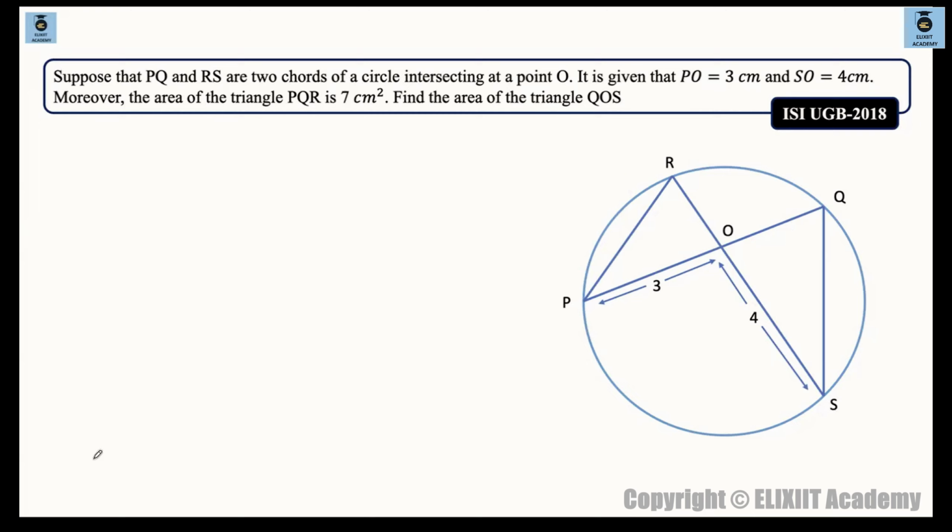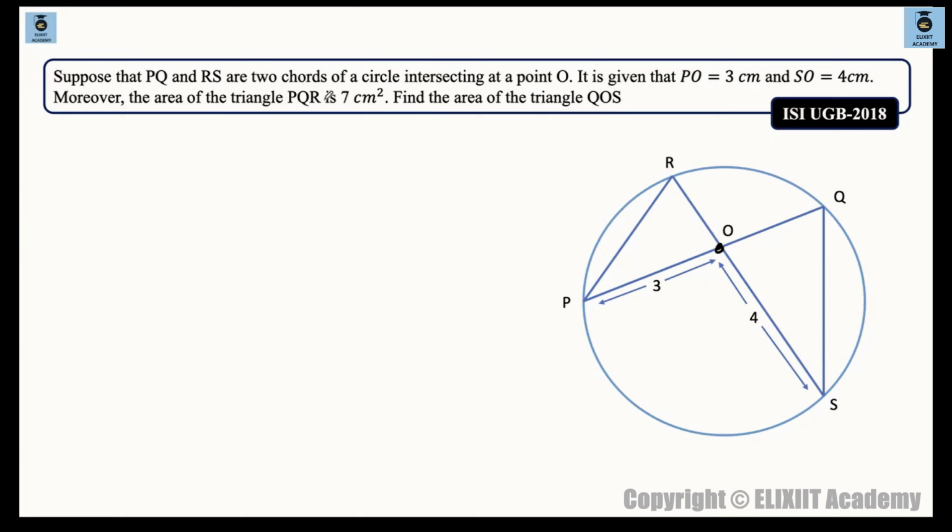First, we have to draw the diagram over here. This diagram was not given. I have drawn this diagram separately. So likewise, I have considered PQ and RS to be two chords of the circle. Okay, and they are intersecting at the point O. Fine. PO is given to be 3 units. SO is given to be 4 units.